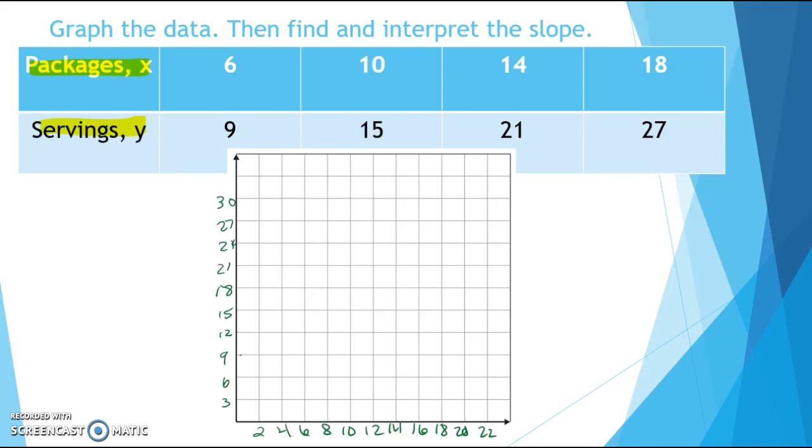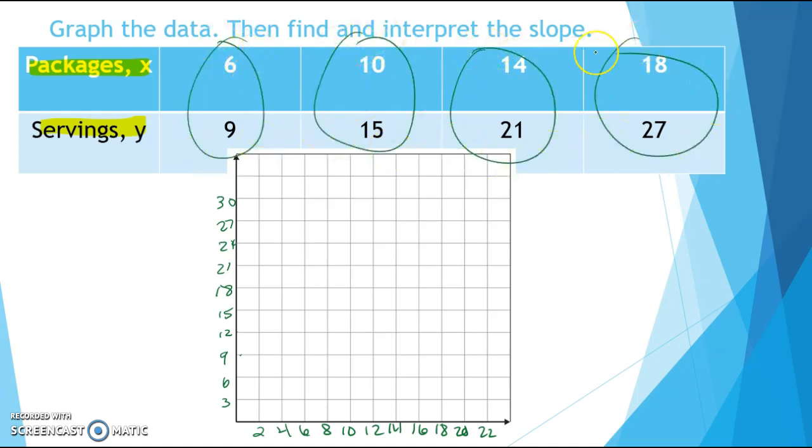So here I've chosen to go by 2s, count by 2s on my x-axis, and by 3s on my y-axis, just based on the information I was given on this table. So I'm going to plot my 4 points again, just like I did on the last problem. I've got 6, 9. I've got 10, 15, 14, 21, and 18, 27. So I got those 4 points there.